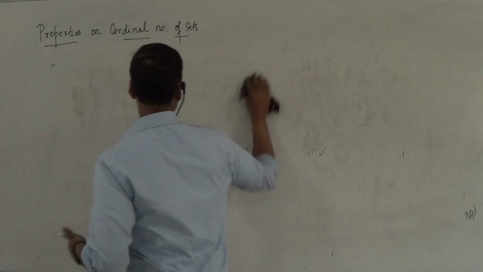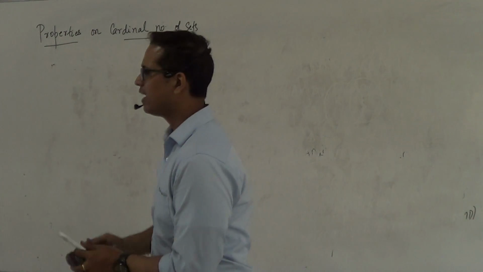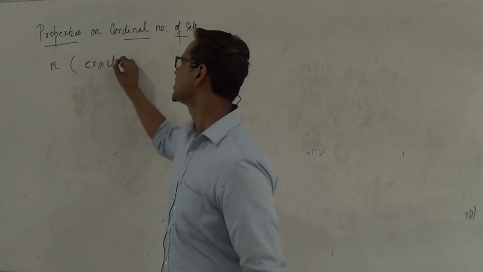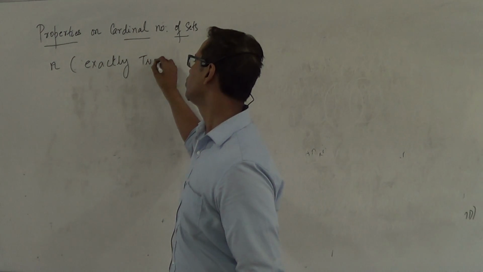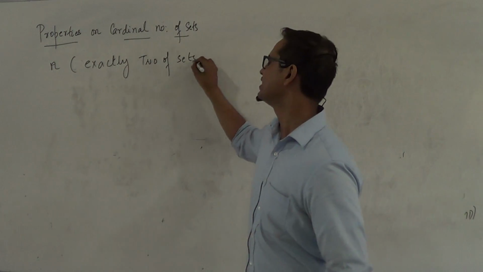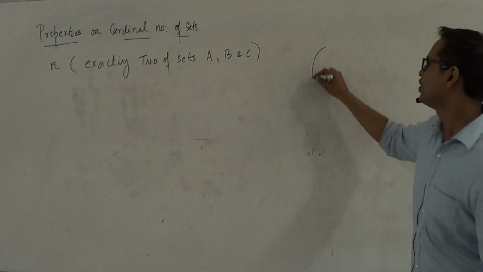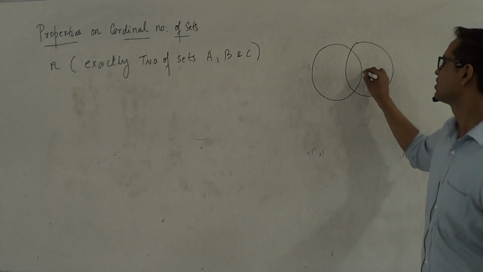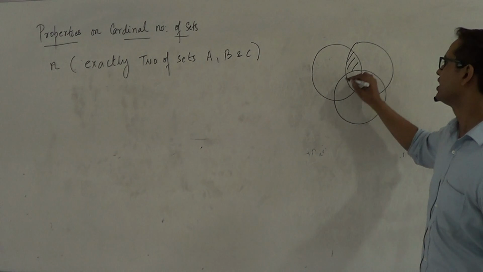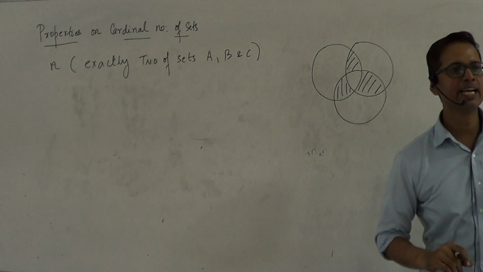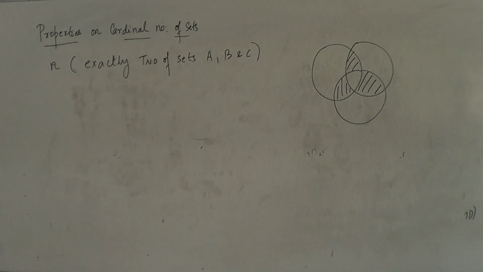Find the number of elements falling in exactly 2 of the sets A, B and C. If I show it by a Venn diagram, I need this area. You can only use NA, NB, and NC, NA intersection B, NB intersection C, and NC intersection A, or intersection of all of them together.